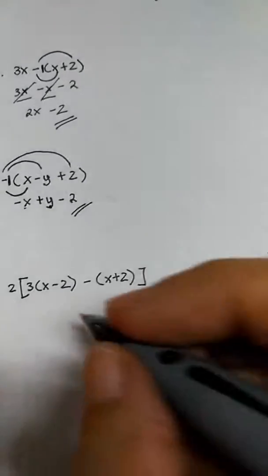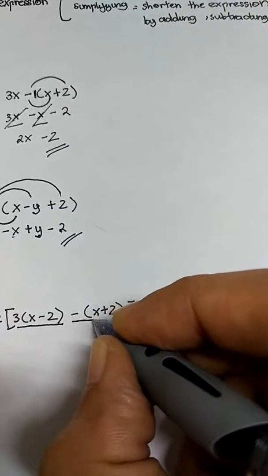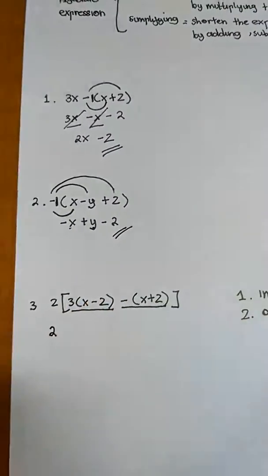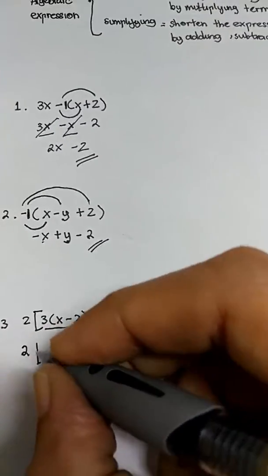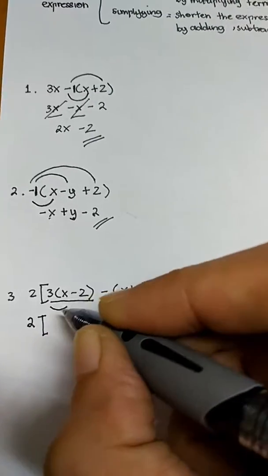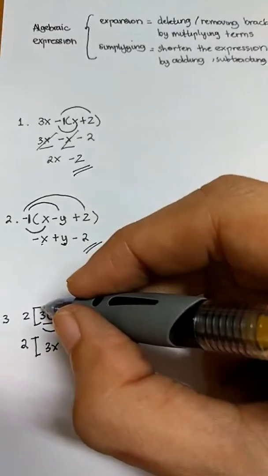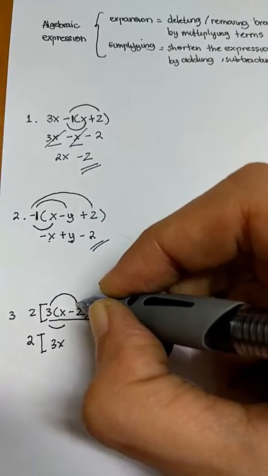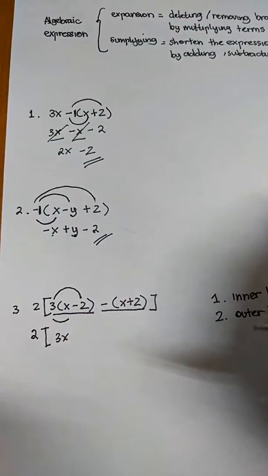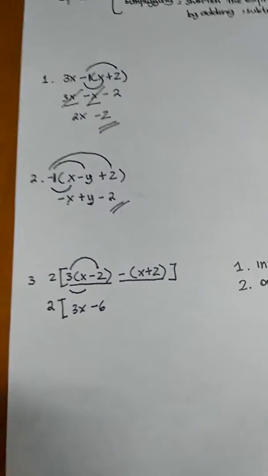Okay, now where's the inner bracket? The inner bracket is this. We need to expand this one. The second inner bracket will be this one. We need to expand that one first. So I will copy the question. Look, the first inner bracket, that one. 3 times x, that one will be 3x. 3 times the second term, that one is called a constant, minus 2 times 3, that one will be minus 6. We're done with the first inner bracket. Now we go to the second one.